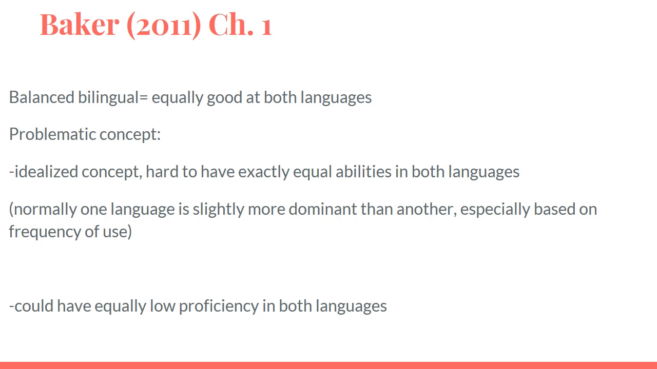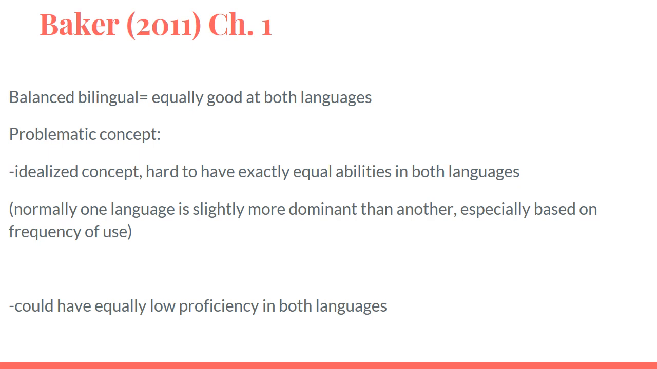Sometimes, however, it can be a problematic concept. Empirically, it's been shown that very few people actually have the same abilities in their first language and their second language. Also, it's very hard to have the same exact abilities when language has 4 domains: speaking, listening, reading, and writing. And so it's very hard to have someone who has the exact same abilities across all 4 domains and across both languages.